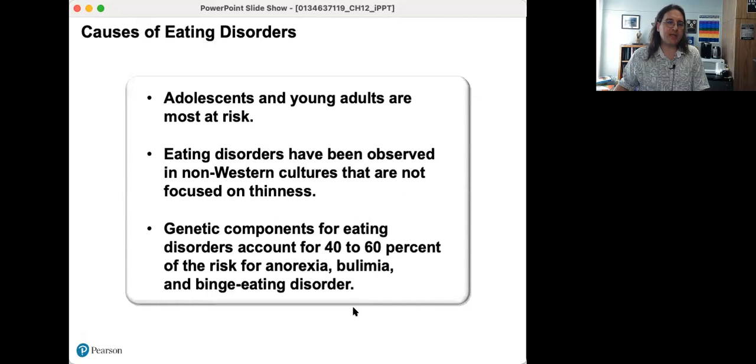All right, causes of eating disorders. Adolescents and young adults are most at risk. Eating disorders have been observed in non-Western cultures that are not focused on thinness. Now, when we say non-Western cultures, we're a Western culture, right? So what is it about our culture that promotes thinness? What sort of things give us ideas of what attraction looks like?